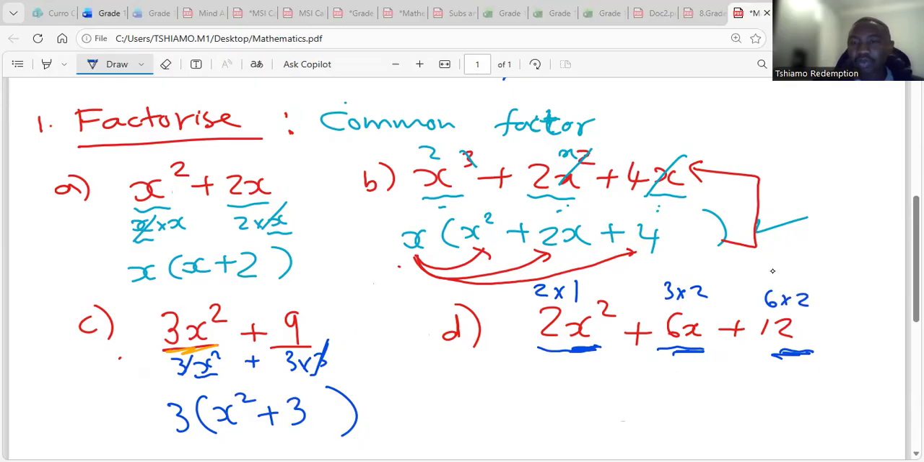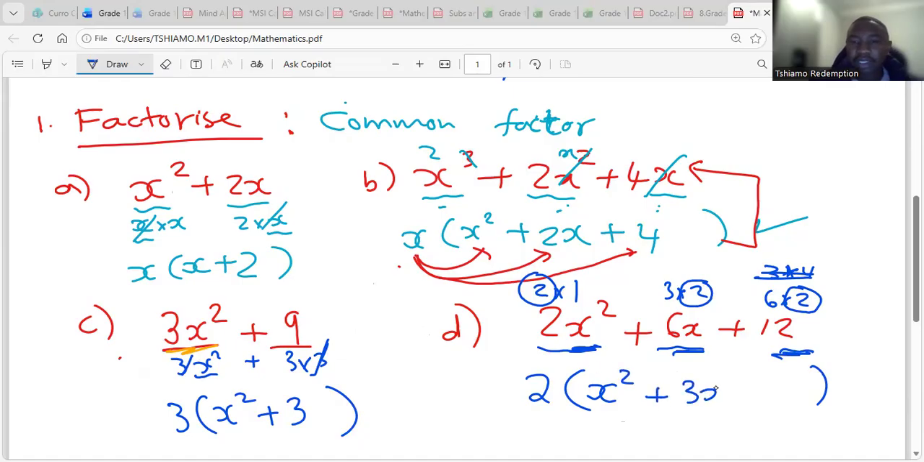6 is 3 multiplied by 2. I can also write 3 multiplied by 4. But I'm going to try to look for what? A common factor. So a common factor in this case will be 2. So I'm not going to use those factors. I'm going to use that one because now I can identify a common factor. So 2 is my common factor. And then what is left now? What is left? x squared plus 3x plus 6. Now that becomes your answer there.